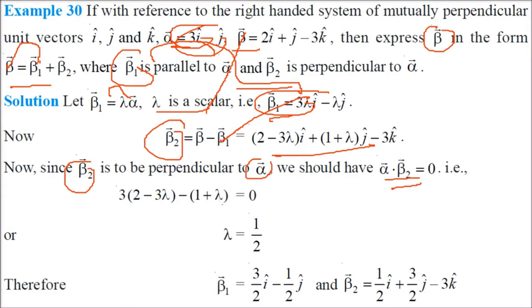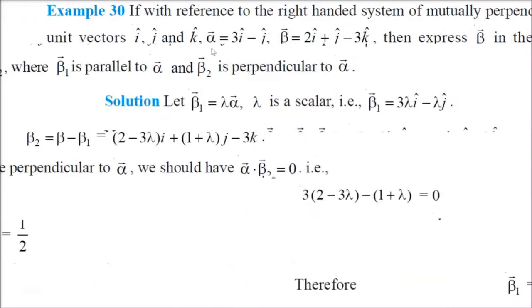And now just put this value of lambda in beta 1 and beta 2, because beta 1 was already assumed and beta 2 can be found from beta and beta 1. So just put this value here. You get beta 1 and beta 2 as these values: beta 1 is 3 by 2 i minus half j, and beta 2 is half i, 3 by 2 j, minus 3k.